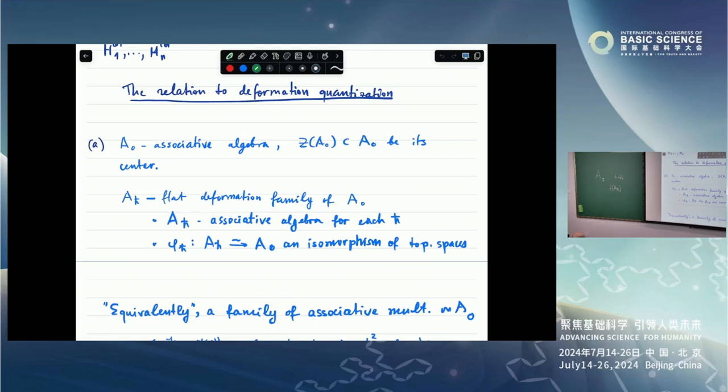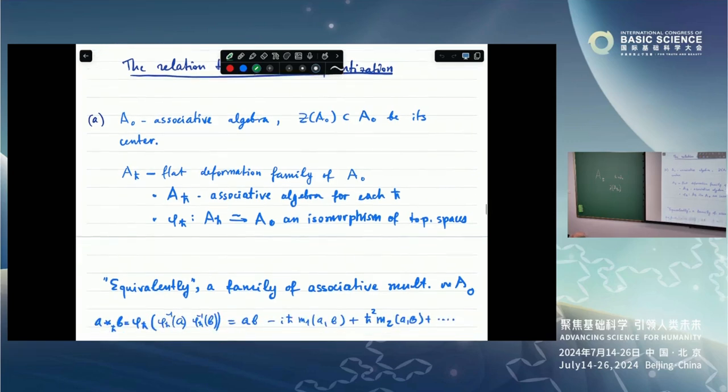But it's a well-known construction in representation theory. So now let's consider the relation to deformation quantization. Let's say that A0 is an associative algebra. Let's consider the center of A0. Let's assume that we have a flat deformation family of A0, which means that A_H for each H is an associative algebra. The easiest case is when H is a formal variable, so everybody knows how to translate this to this case.